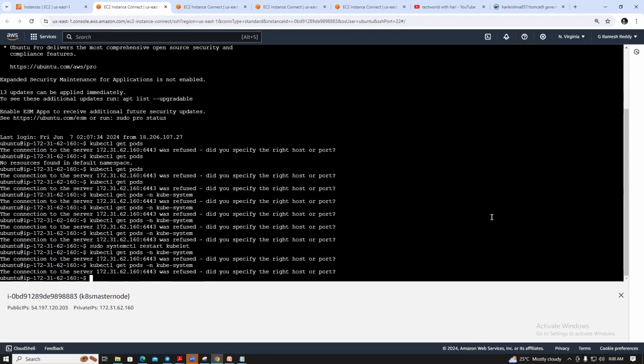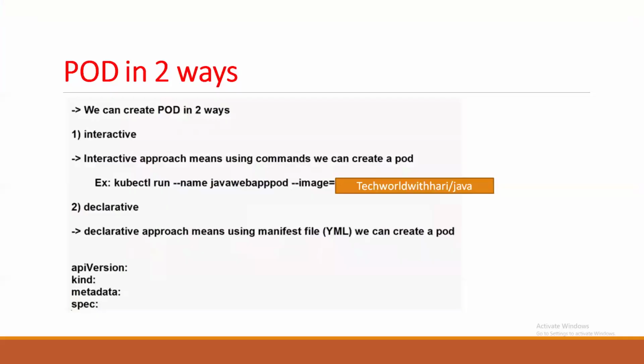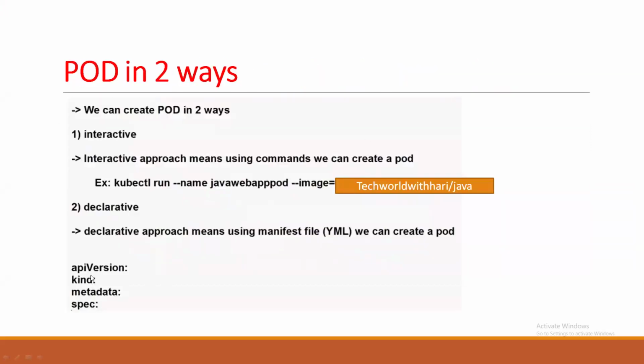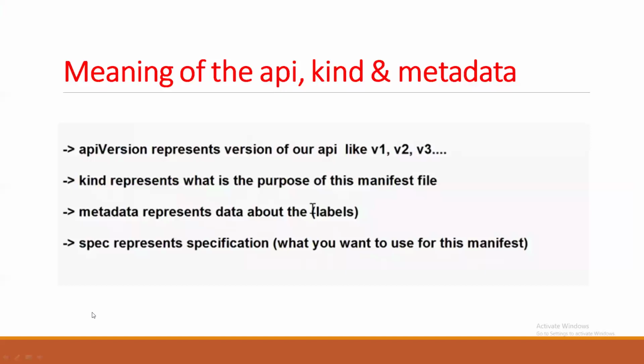I will show you on Monday how to create the declarative approach. Declarative approach means we need to provide the manifest file. In the real world with Kubernetes, we use manifest files. What is the meaning of API version, kind, metadata and spec?